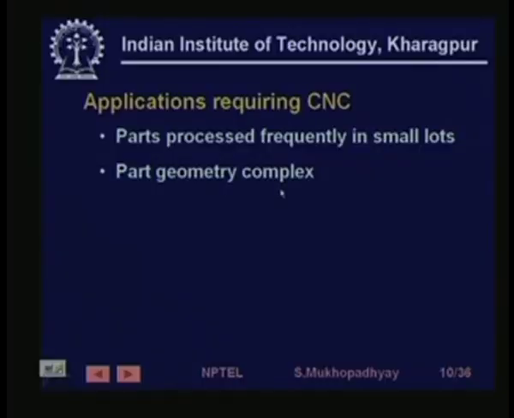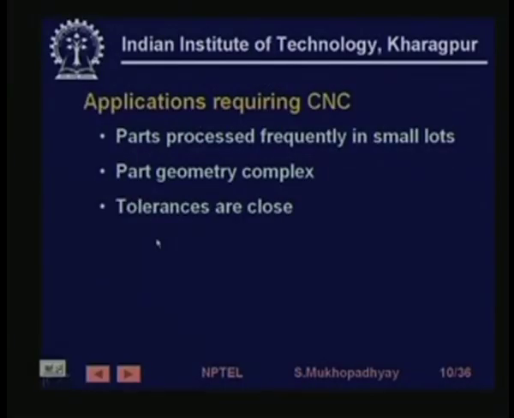Another case is when the part geometry is complex, so you do not have to rely on operator skill. You just have to produce a correct part program, and if the part program is correct, then the machine, being automated, will absolutely correctly produce that geometry irrespective of the operator skill. Tolerances are close, because the kind of controls that you apply are so sophisticated that it is not possible for manual operators to apply such controls, and therefore very high compliance to the tolerances can be realized.